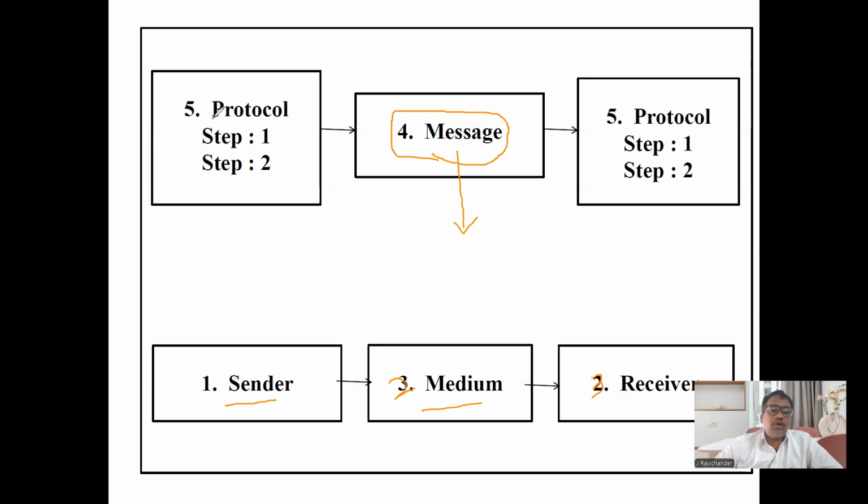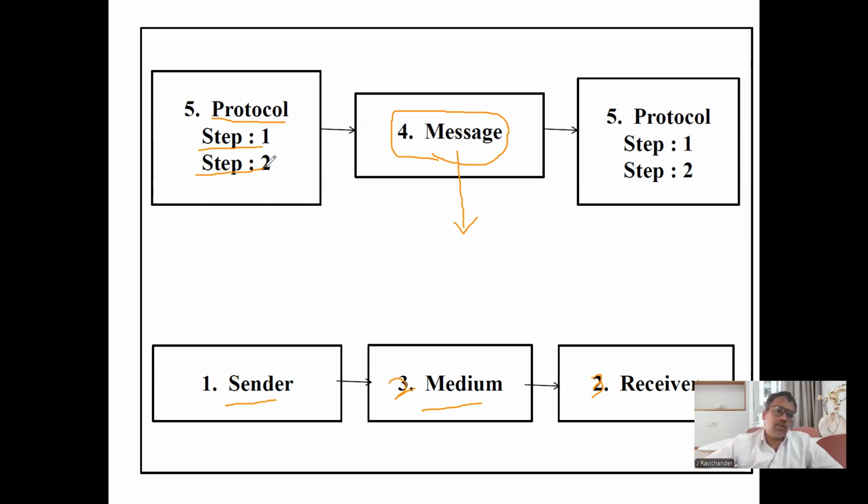Another one is protocol. What is meant by protocol? Protocol is a set of rules between two entities. That means what data to send, where to send the data, and how to send the data will be decided by protocol.